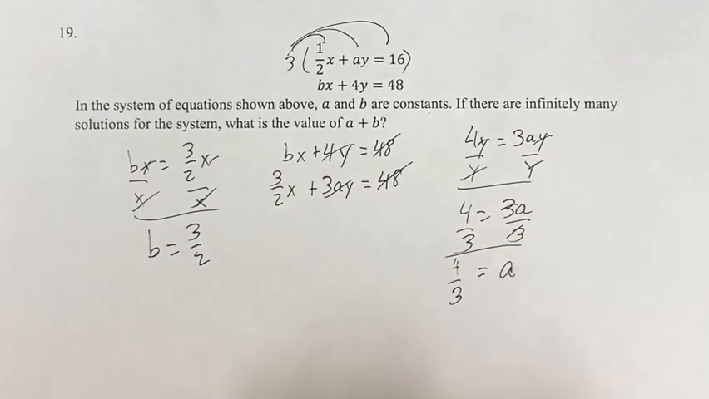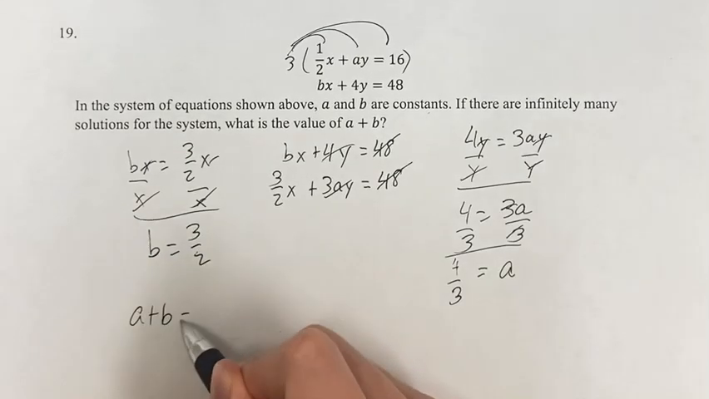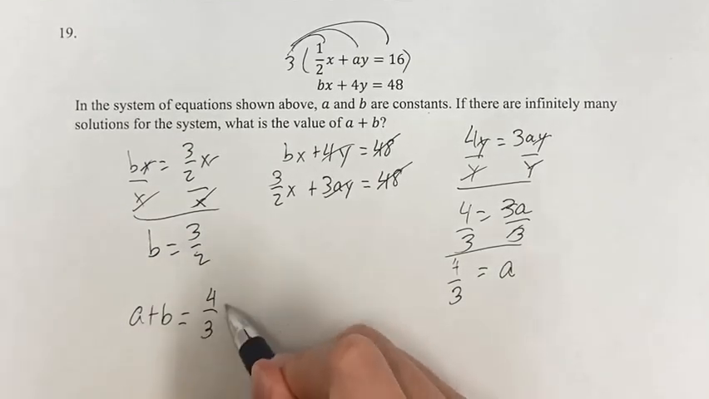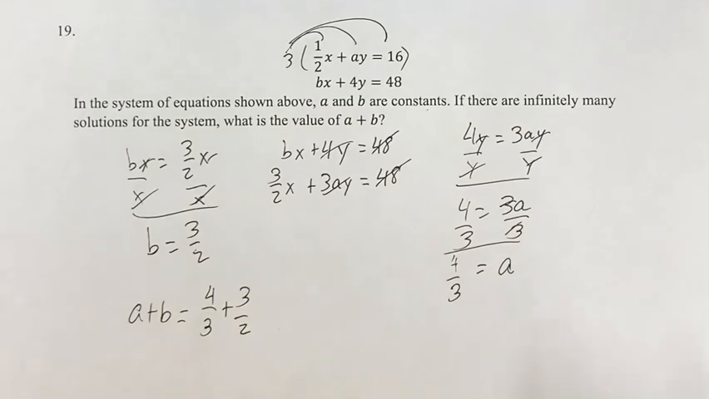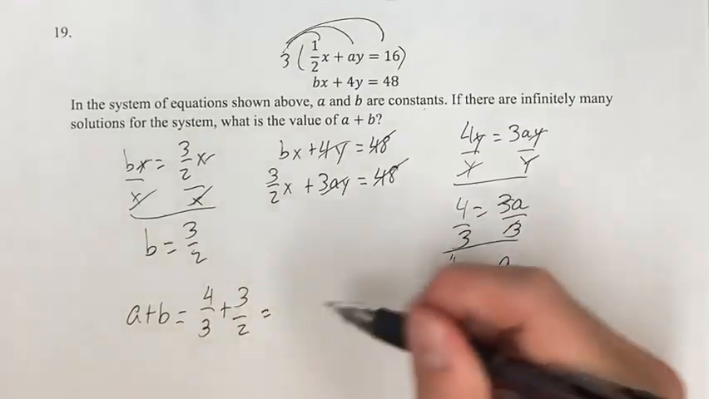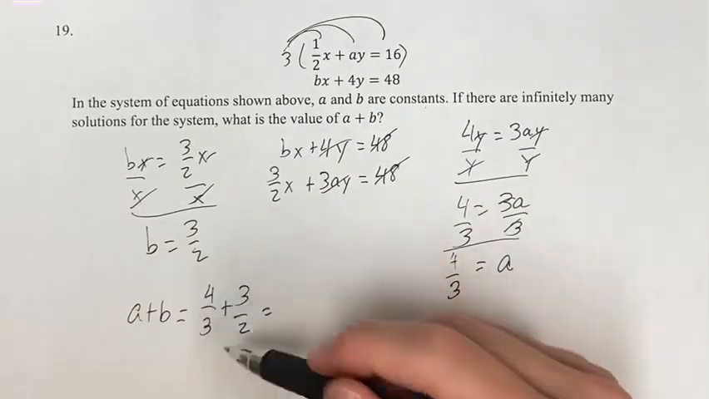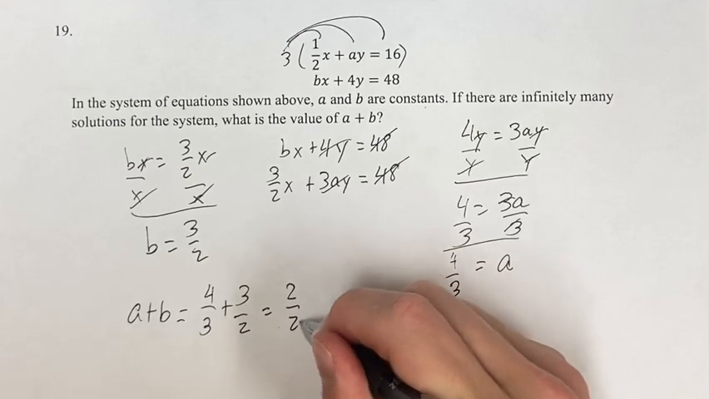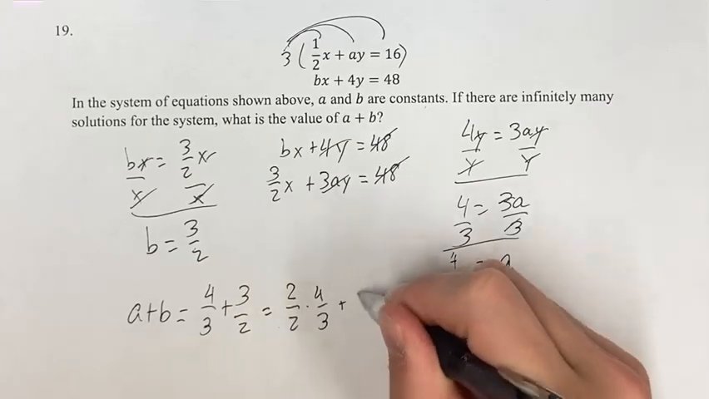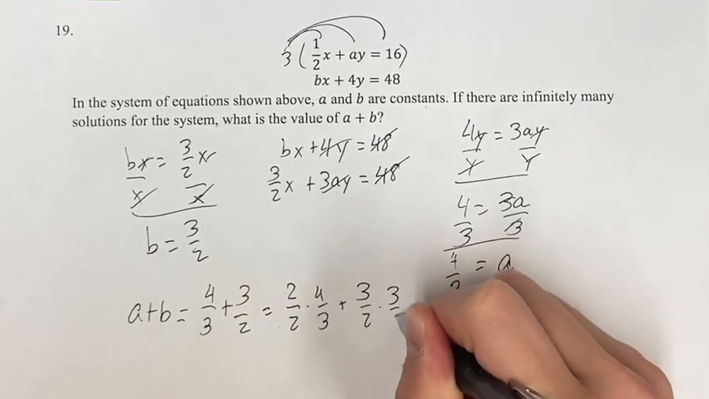So we're not looking for a or b, we're looking for a plus b, which is going to be 4/3 plus 3/2. We want to get a common denominator, which is going to be 6 here, so we can do 2 over 2 times 4/3 plus 3/2 times 3 over 3.